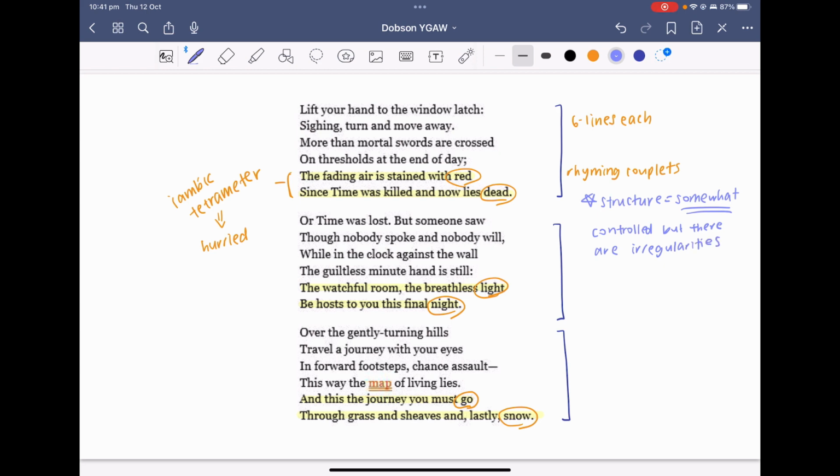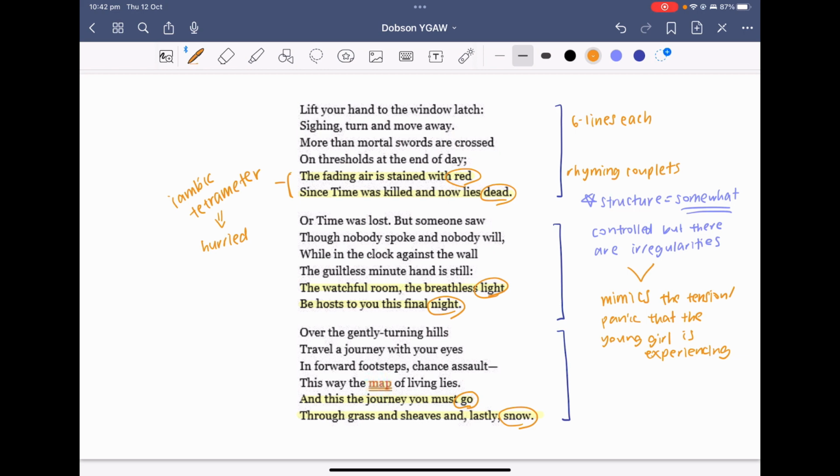Now, you need to think, what is that actually trying to convey? There is somewhat of a structure and it is somewhat controlled, but why is Dobson including some irregularities here and there? This mimics the tension and the panic that the young girl is experiencing. So we have somewhat of a controlled voice, but there are irregularities that are mimicking the tension and the panic that the young persona is going through, standing on the threshold into adulthood, or standing in that transition between childhood and adulthood.